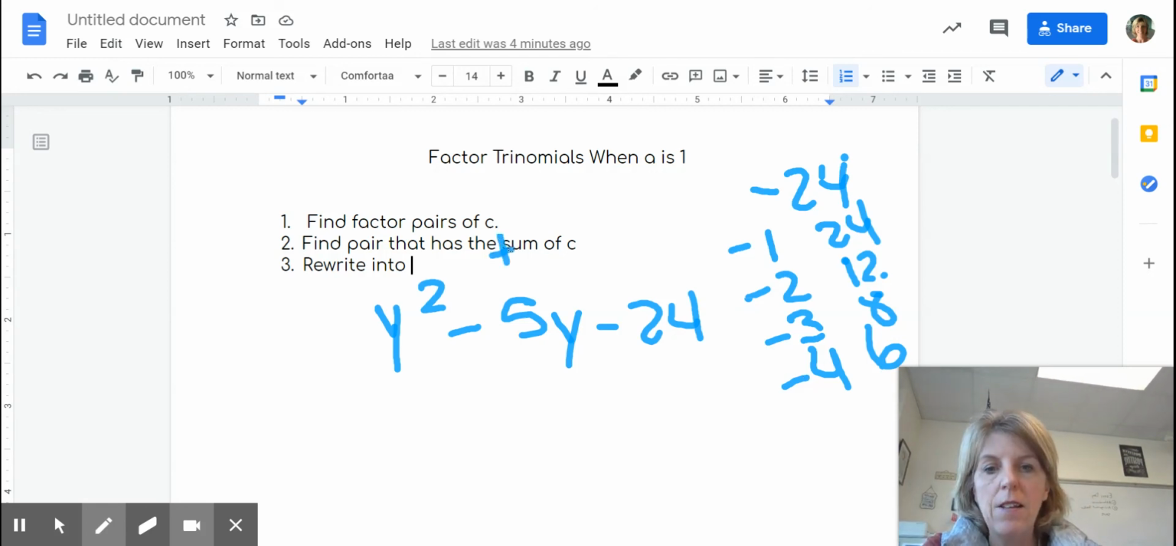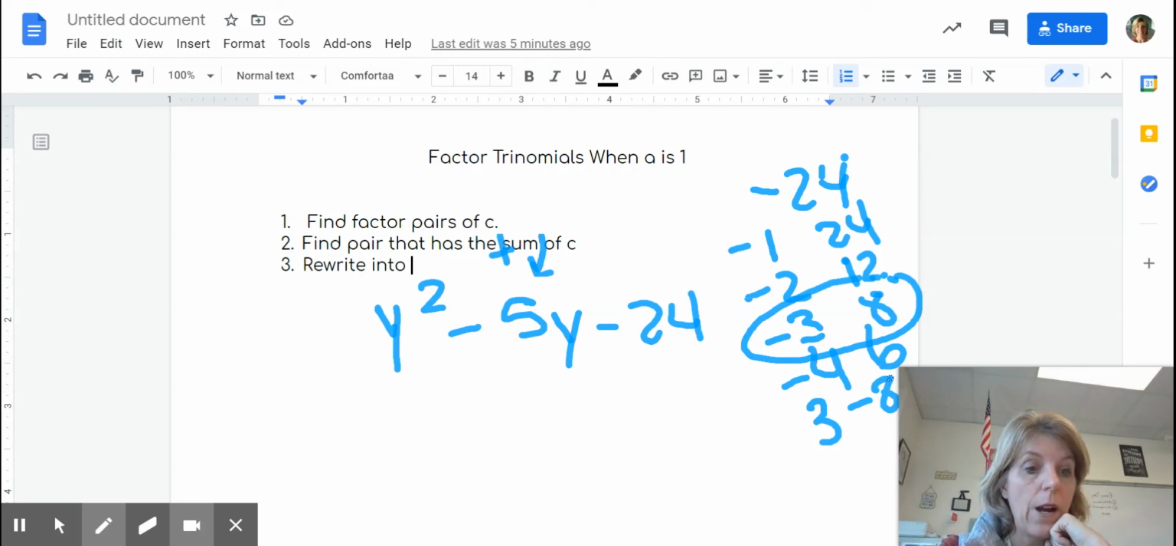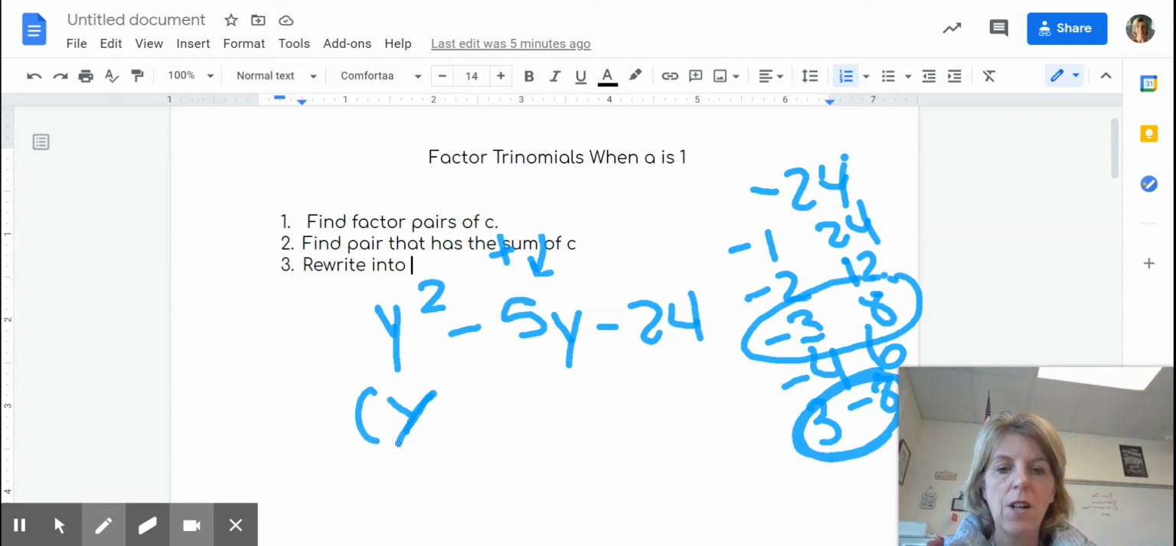And we need something that's going to add to negative 5. What do you see that would add to negative 5? This is kind of close, right? That would give us positive 5. Let's flip it around. Let's make it a positive 3 and a negative 8, because we can move that negative sign. Positive 3 times negative 8 is negative 24. That works. And then positive 3 plus negative 8 is negative 5. So this is the one that we need right here. So our answer is going to be y plus 3 times y minus 8. And there you have it.